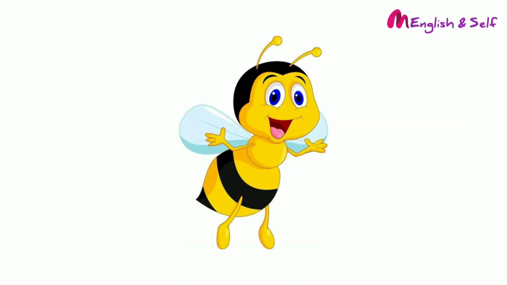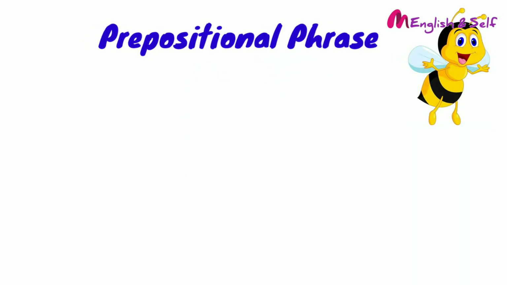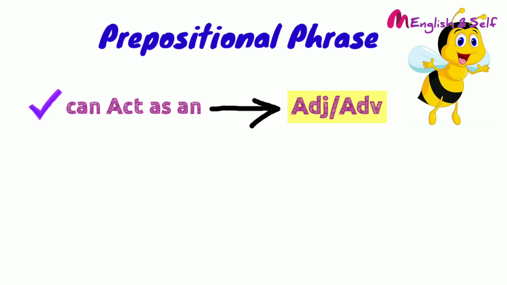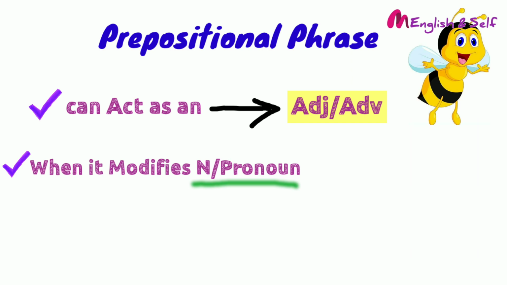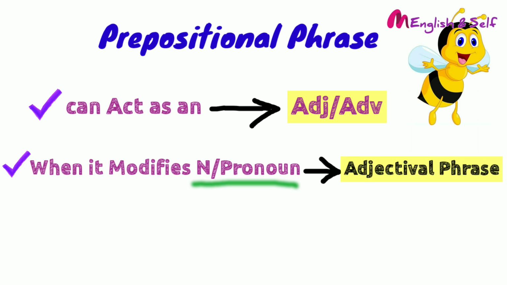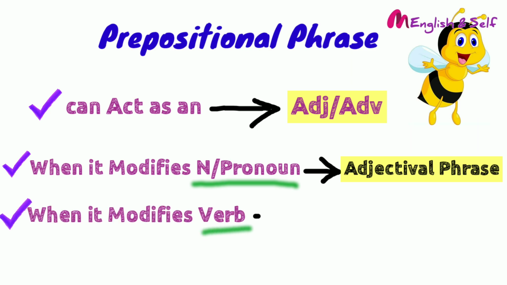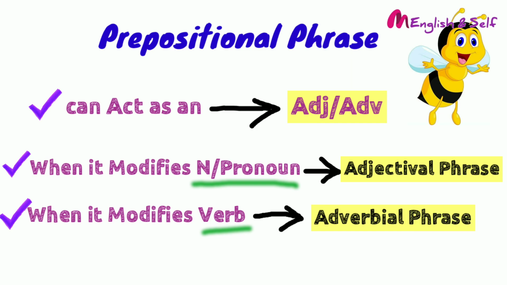Now wait, something is very interesting here. Please note that prepositional phrase can act as an adjective or an adverb. When it modifies noun or pronoun, that time it is called adjectival phrase. And when it modifies verb, that time it is called adverbial phrase. Interesting, right?